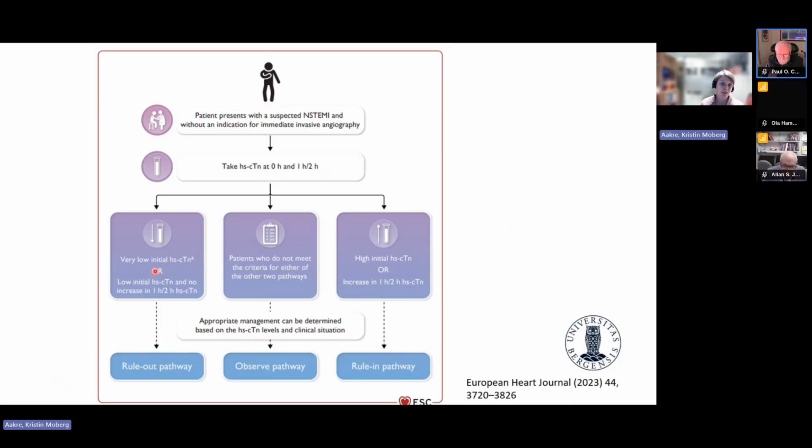If they have something between the approximate LOD and a little bit higher, you take a second sample at 1 hour or 2 hours and calculate the delta value. If the delta value is stable, then it's a low risk patient. If the delta value is increased very much, it's a high risk patient. And if it's in between, well, then it's observational zone and you need more assessment, more sampling, and other investigations to find out what is the case with this patient. So this is the ESC guided pathway.